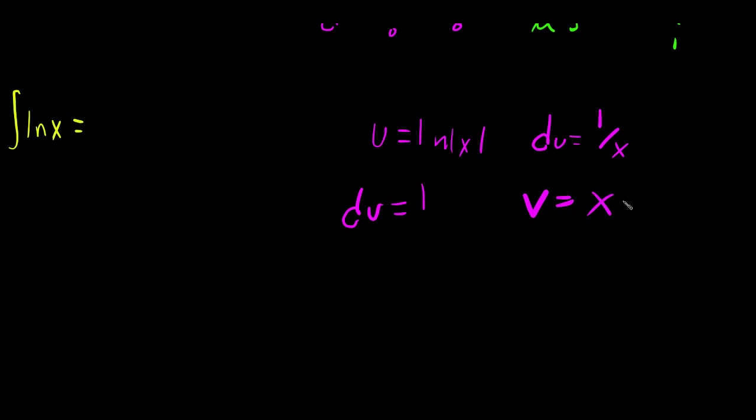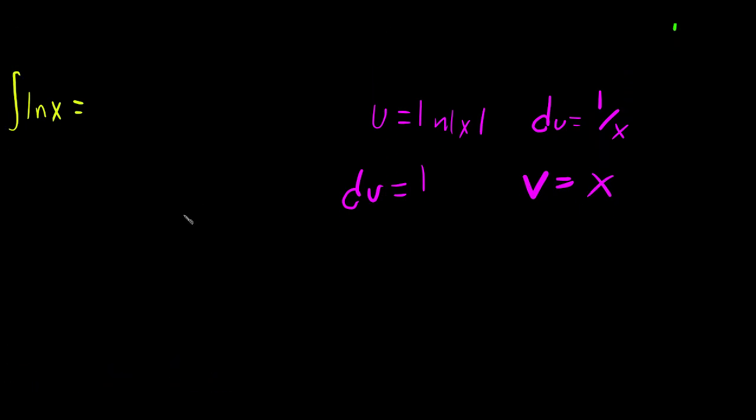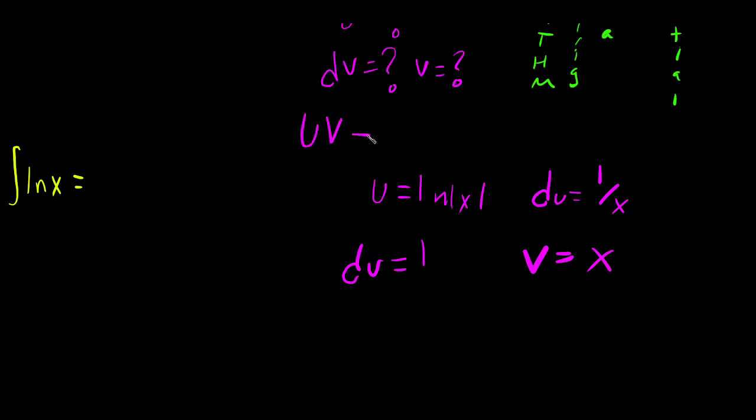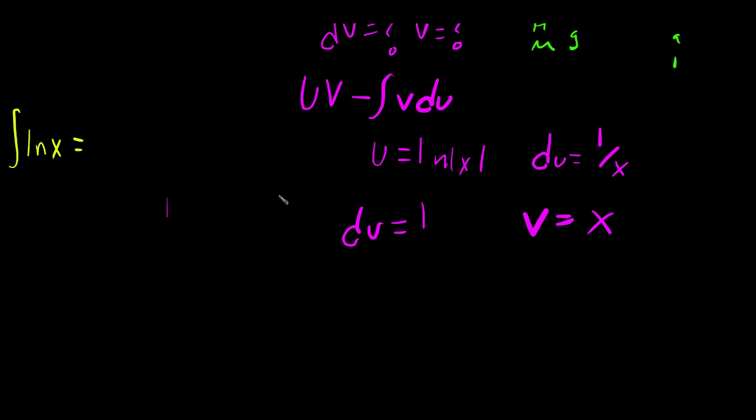You don't add plus c at this stage. You will at the end if it's not a definite integral, but you don't need to at this stage. It just complicates things. So your formula is uv minus integral of v du. We're just going to plug straight into that. So uv is x ln x. Also, I'm using absolute values just because I'm used to it. I'm pretty sure it doesn't matter whether or not you do.